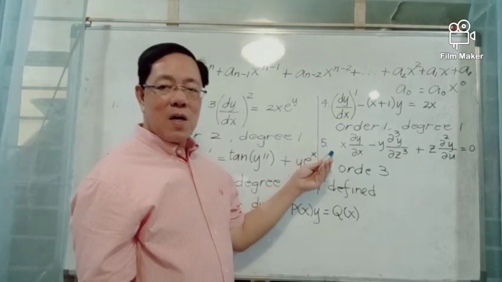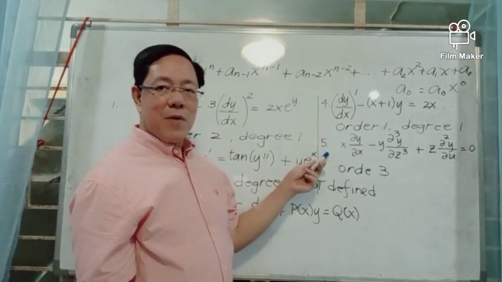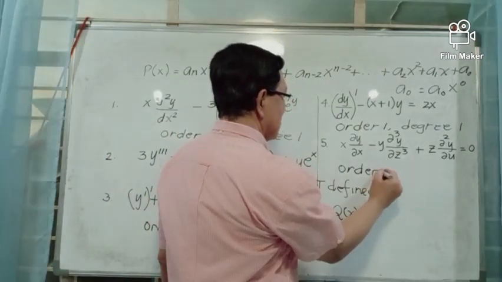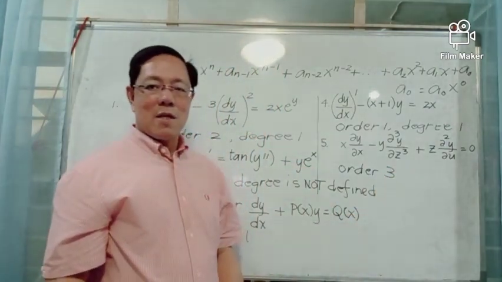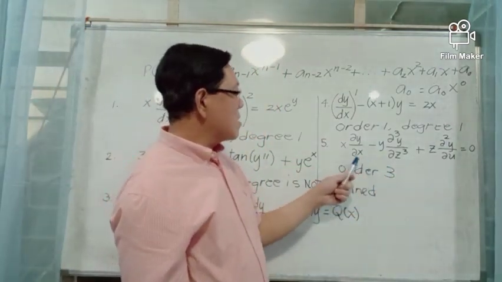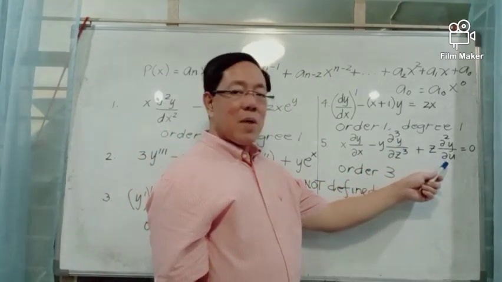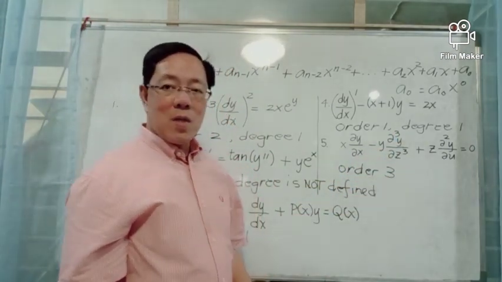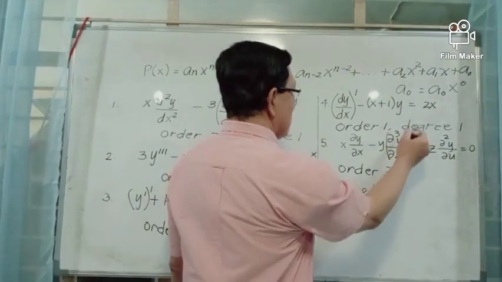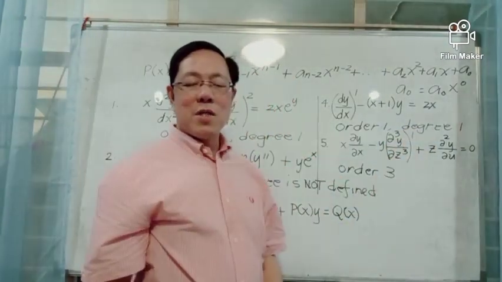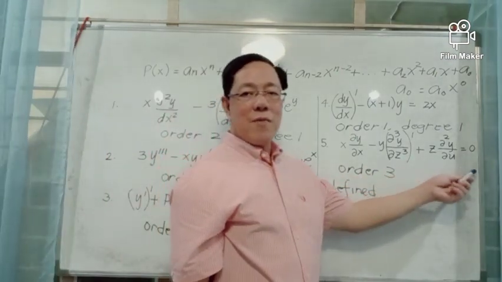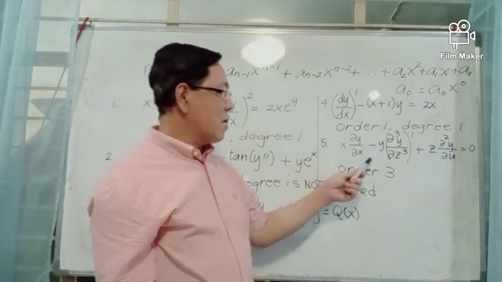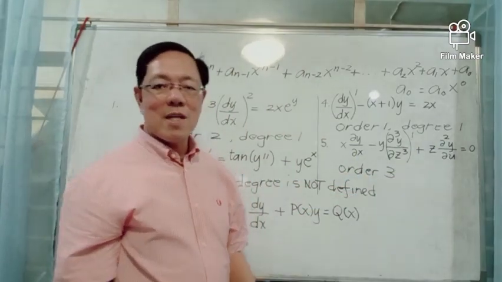Now consider number 5. Number 5 is a partial differential equation, and we said that its order is 3 because the highest derivative of y that appears in the given differential equation is 3. And the exponent, or the power, of this highest order derivative that appears in this differential equation is 1. Hence, this partial differential equation has order 3 and degree 1.